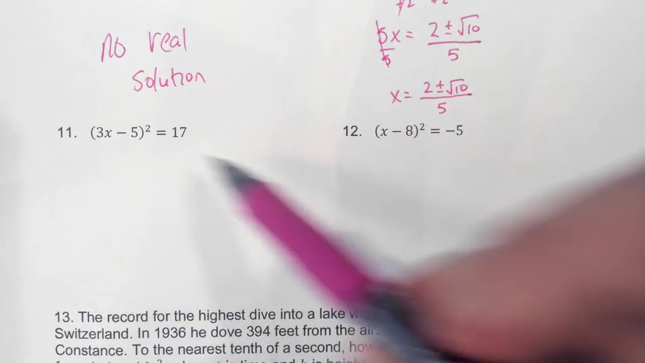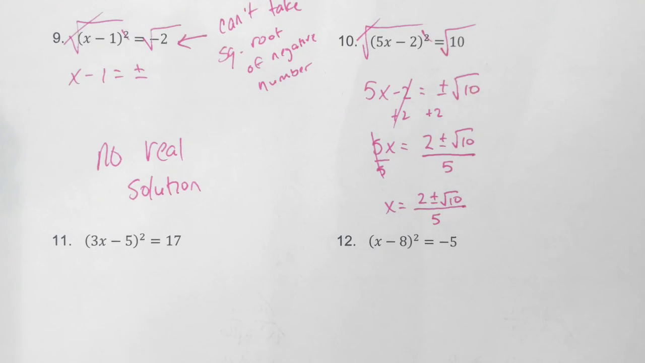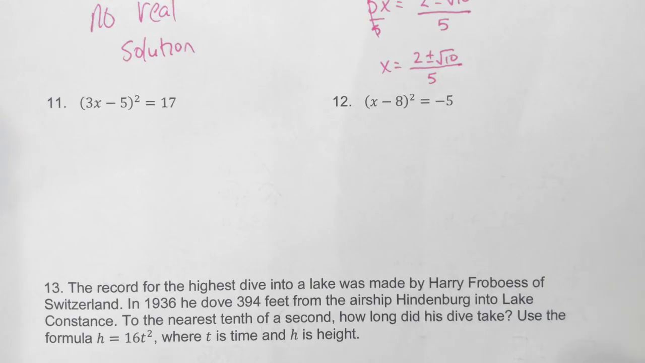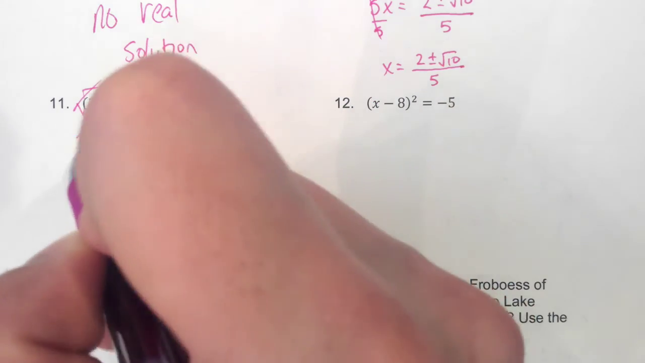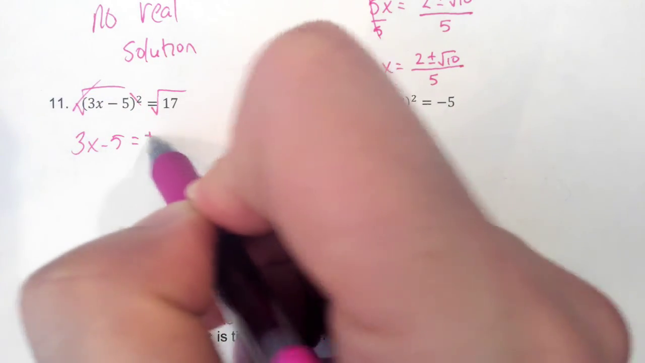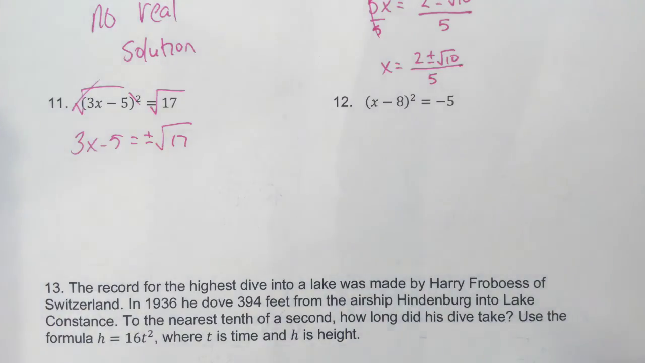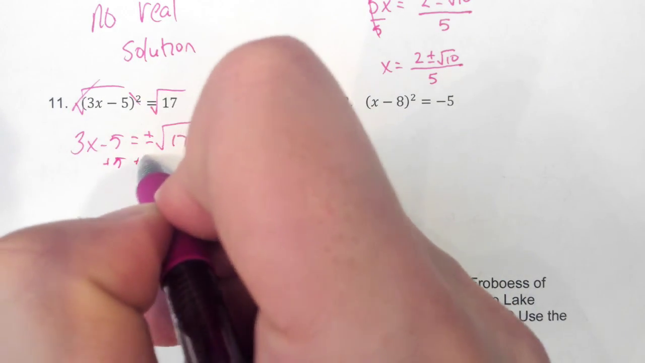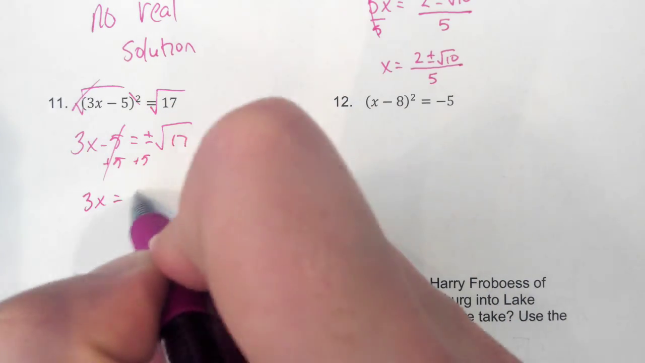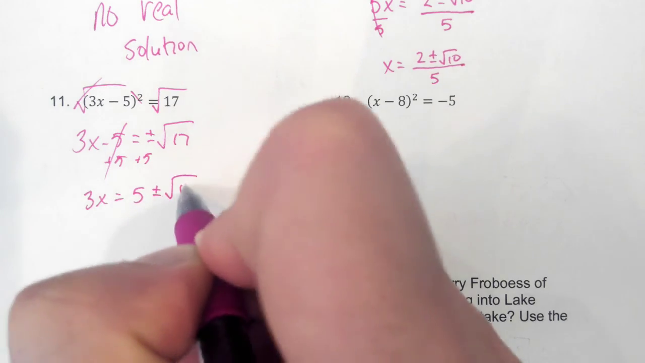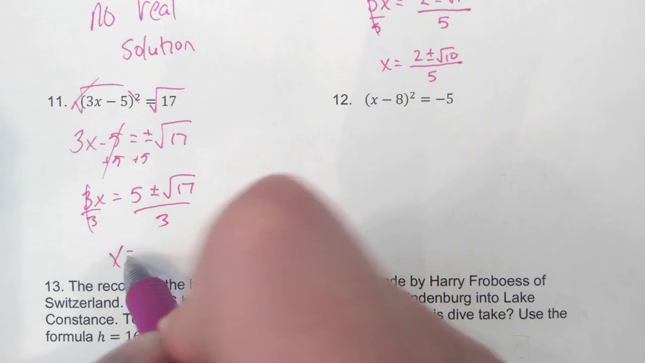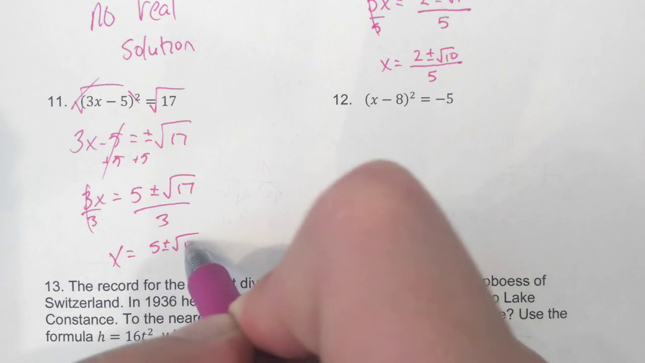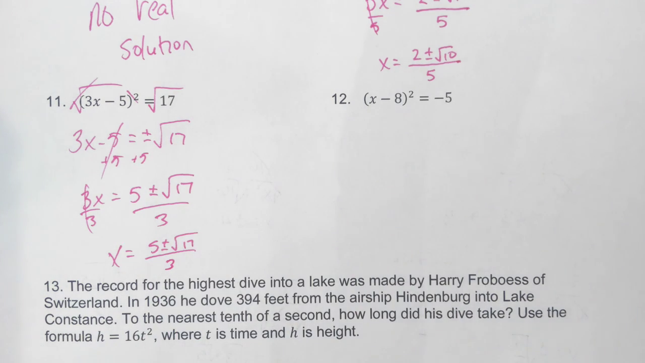11 and 12 are a lot like 9 and 10. Try those if you want. Pause the video. Otherwise, here we go. Square root both sides. 3x minus 5 equals plus or minus the square root of 17, which does not simplify. Add 5 to both sides of the equation. 3x equals 5 plus or minus the square root of 17. Divide both sides by 3, and that's going to be your solution. 5 plus or minus the square root of 17 all over 3.